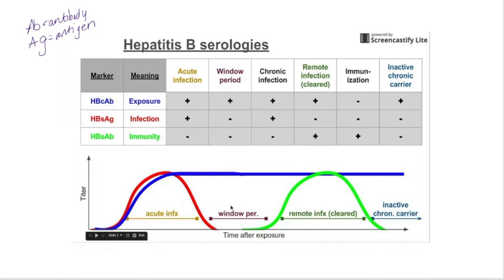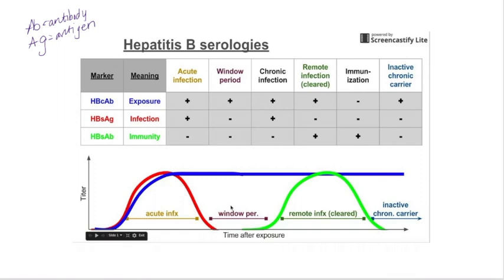It does not confer immunity. So there is a window period, and that's what this is down here. The blue line is your hepatitis B core antibody. So if you get exposed, then you're going to have exposure to it, and it's going to stay positive for a long time. That core is going to be positive.